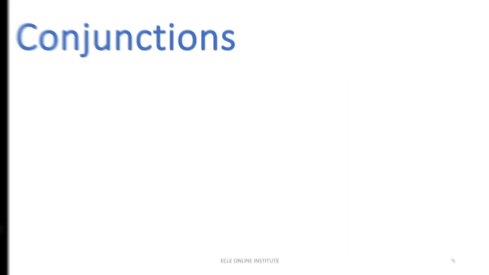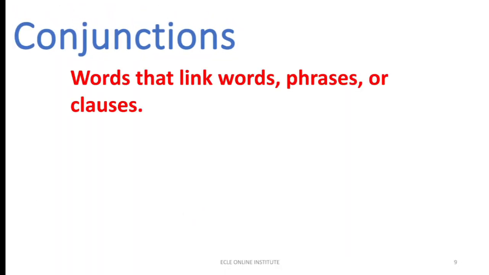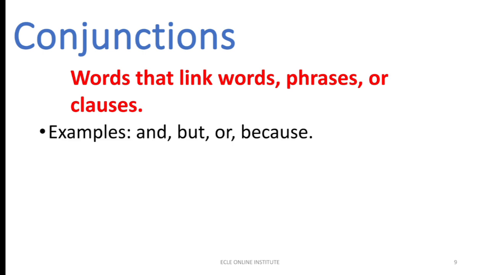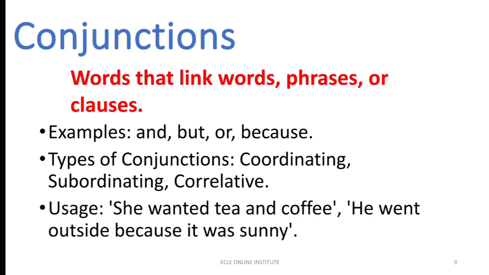Let's learn about conjunctions. A conjunction is a word that links words, phrases, or clauses. For example, and, but, or, because. Types of conjunctions are coordinating, subordinating, and correlative conjunction. For example, she wanted tea and coffee. He went outside because it was sunny.